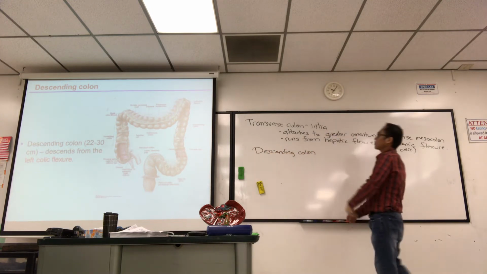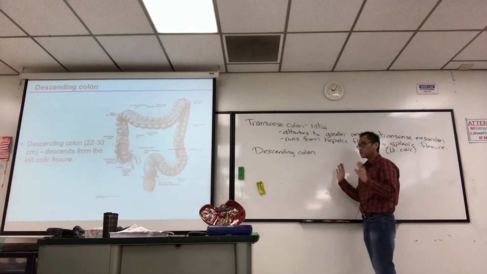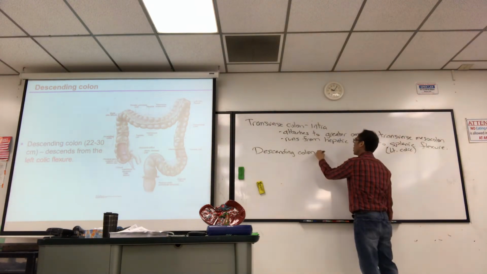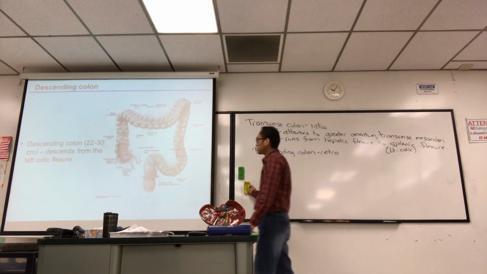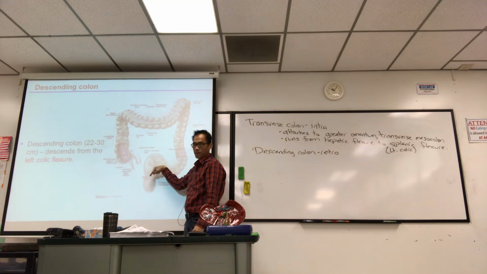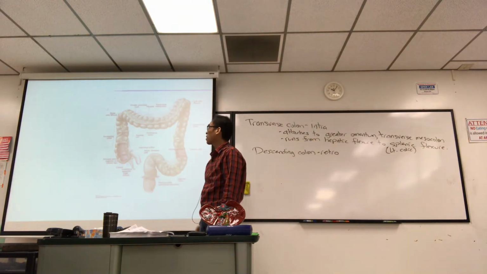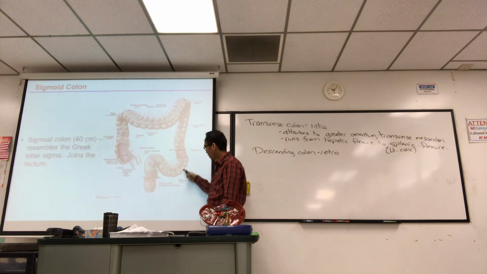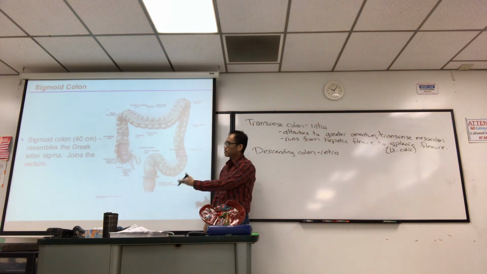So in our pattern, is this going to be intra or retro? Retro. Basically retro from here on out. It's going to go down here. Then it's going to start to take an S shape. It's called the sigmoid colon from that point on, where it starts to curve, the last 40 centimeters, because it represents a sigma shape.